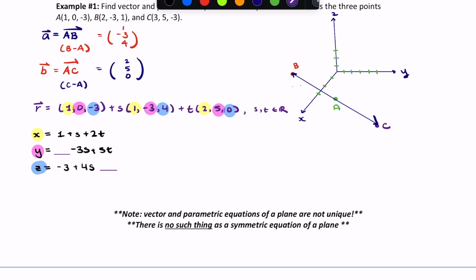Okay, so here, just a note: vector and parametric equations of a plane are not unique. Again, there's no such thing as a symmetric equation of a plane.